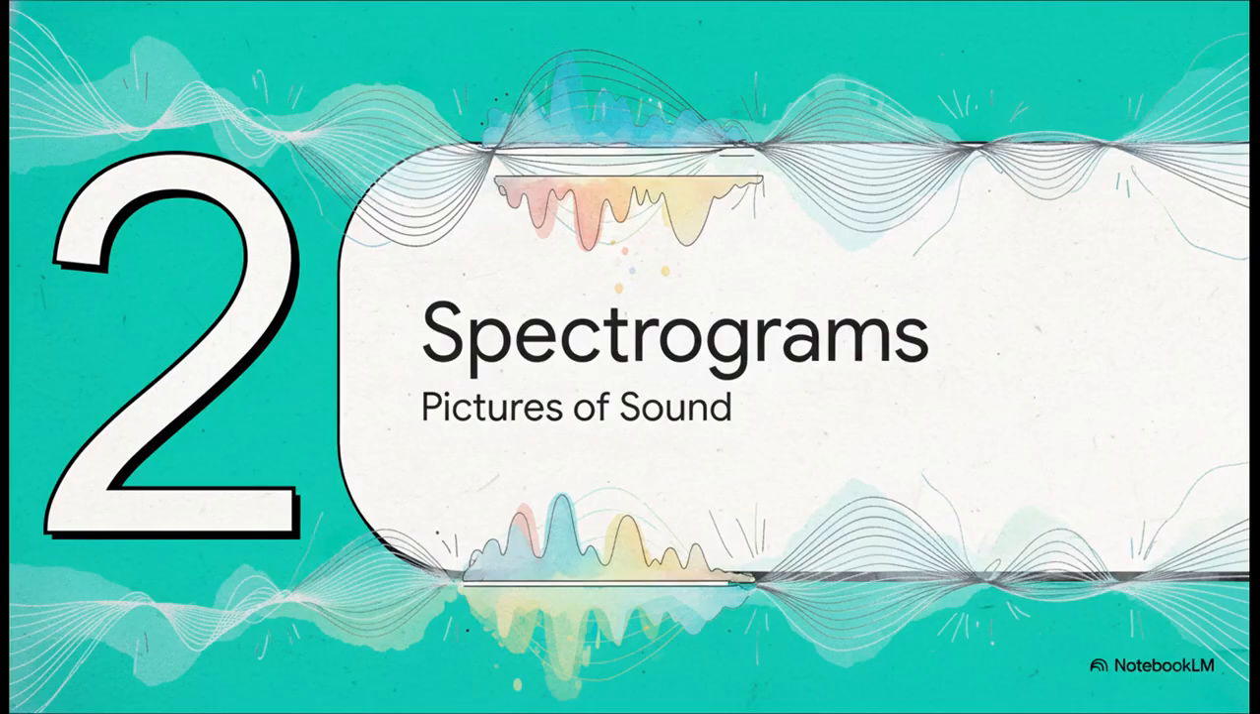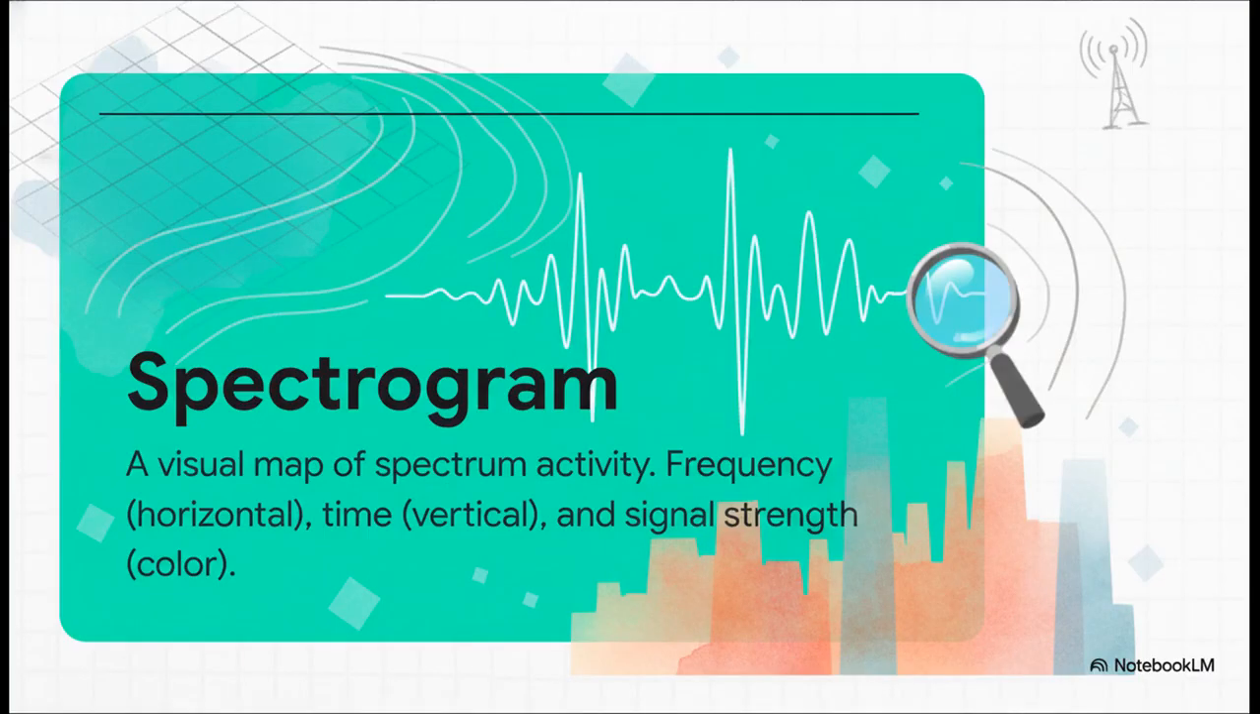So, if we're going to treat signals as pictures, we obviously need a way to create those pictures. And that brings us to spectrograms, or what you could call pictures of sound. This is the tool that lets us see the entire radio spectrum in a whole new light. So, what in the world is a spectrogram? Well, think of it like a visual map of all the radio activity. Along the bottom, the horizontal axis, you have frequency. Running up the side, the vertical axis, is time. And then the signal's strength, that's shown by how bright the colors are. It's this incredible three-dimensional view that turns invisible waves into a picture we can actually see.